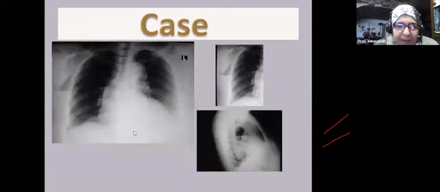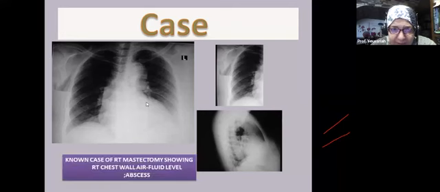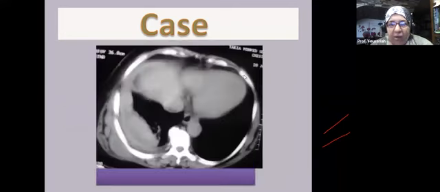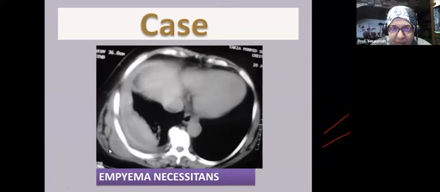This female patient had a right mastectomy, and you can see here, look at the right axilla. There is a fluid level in the right axilla. There was a post-mastectomy abscess formation in the right axilla. In this case, as you can see, there is pleural loculation and thick wall enhancement. This is an empyema, and this empyema extended to the chest wall. So this is empyema necessitans.